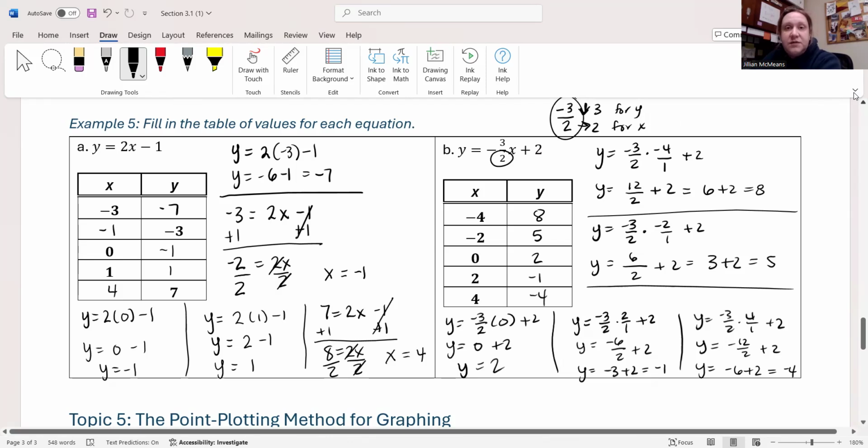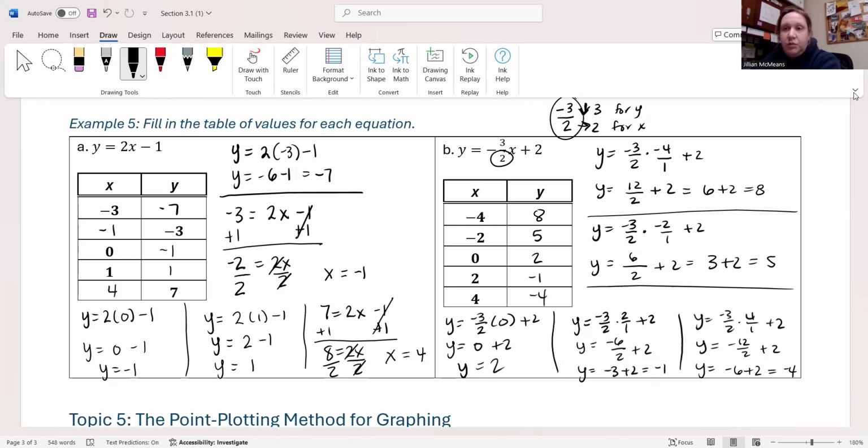So for this video, just know that you can always find a group of solutions to a linear equation. And what we're going to look at in the next topic is how to do something very much like this, but then to follow it up with one extra step where we actually get a graph for that particular equation.